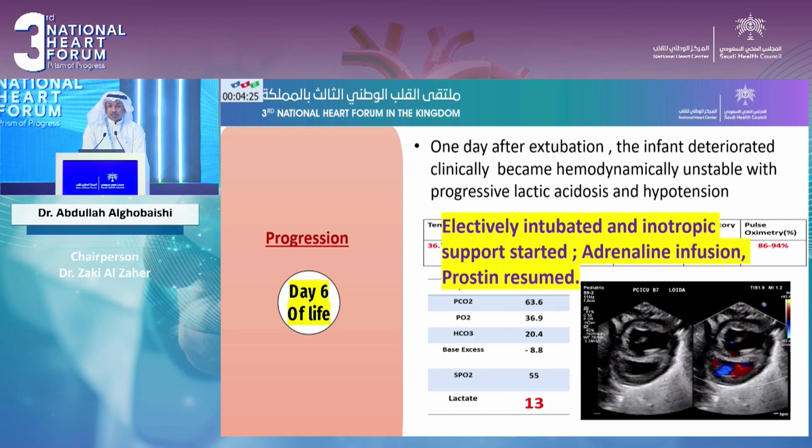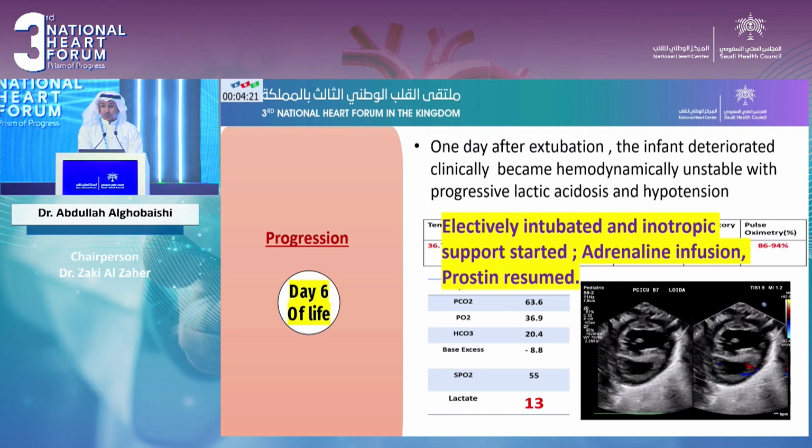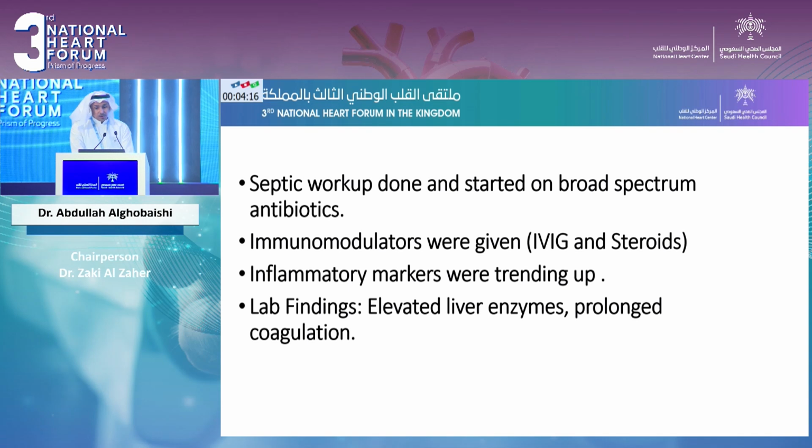So we reintubated, escalated the inotropes, and resumed the prostaglandin infusion. We did a septic workup and started broad-spectrum antibiotics. With this deterioration, we went for immunomodulators, IVIG and steroid. Our markers of sepsis and inflammation were trending up, and we also had acute kidney injury, acute liver injury, and coagulopathy.